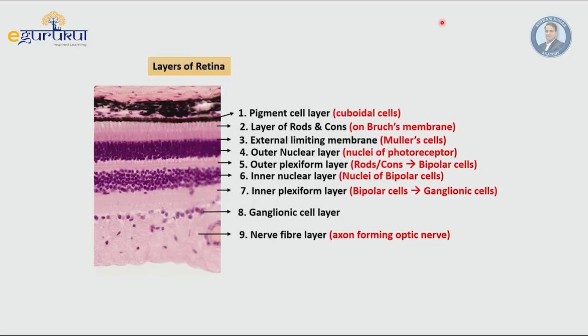And lastly, one was the external limiting membrane, and now the 10th layer is called the internal or inner limiting membrane, where you have the processes of the Muller cells. This is the layer where you have the processes of the Muller cells to be seen here. That was the external limiting membrane for the Muller cells, and this is the inner limiting membrane for the processes of the Muller cells extending till this level. So these are the 10 layers in the retina.